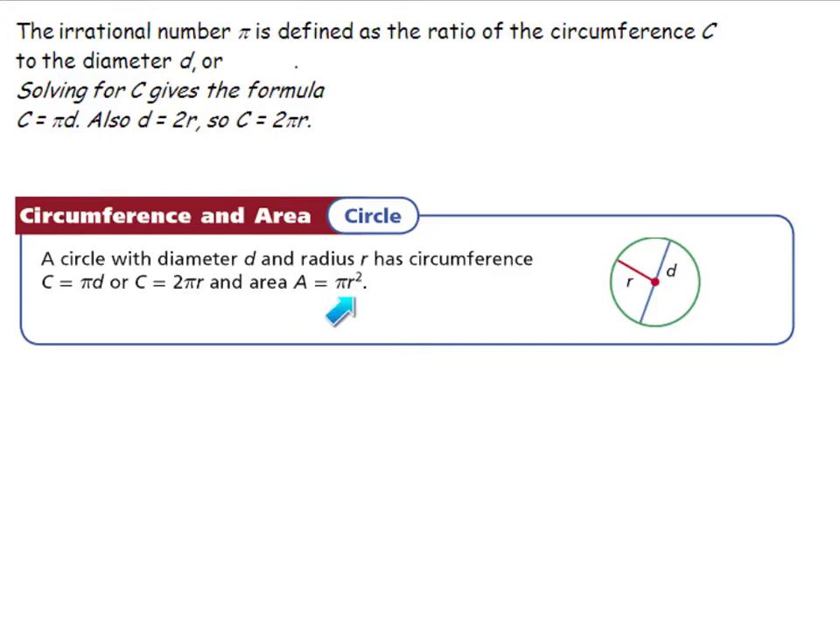The other one you need to know is the area, or all of the shaded region on the inside of a circle, which would be pi r squared.